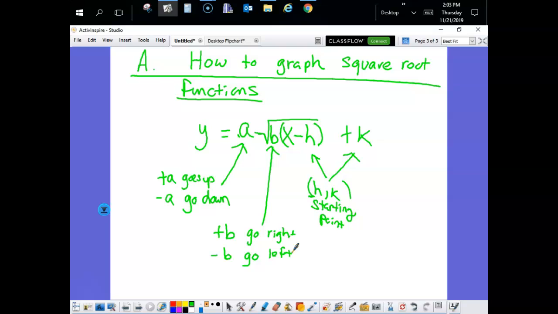But that's it. So basically, so long as you know the shape of a square root function, it has a starting point, and then it goes either up and right, up and left, down and right, or down and left, one of those combos. Okay, so let's go ahead and bring this to life a little bit with a couple of practice problems here.